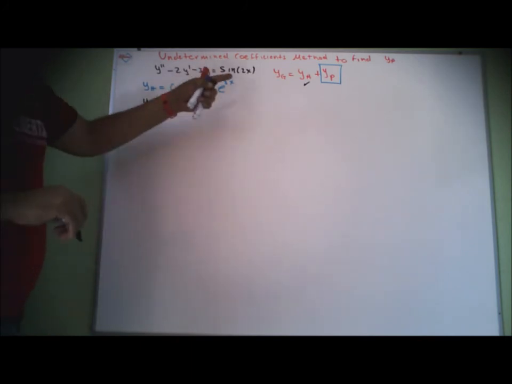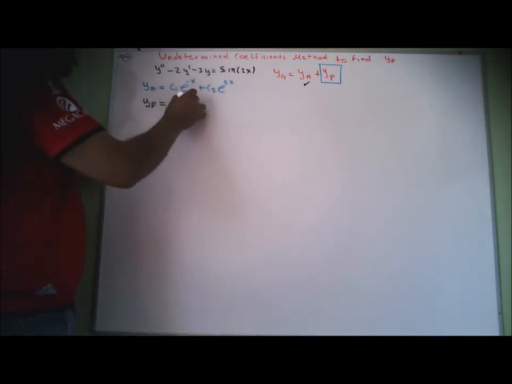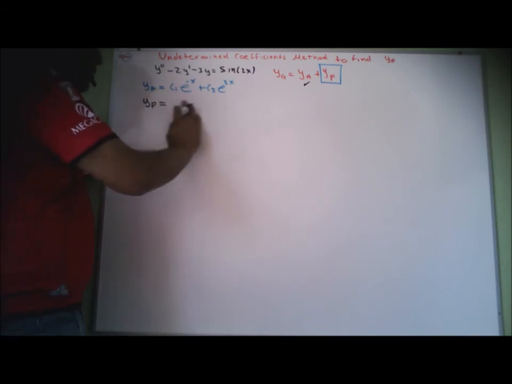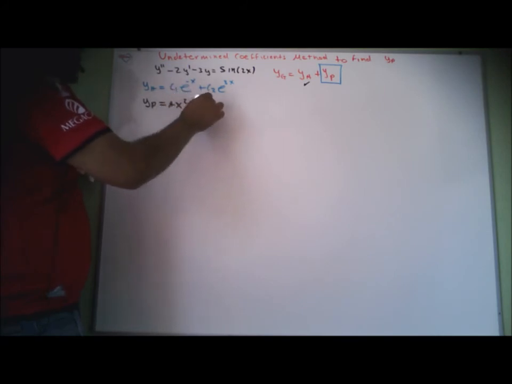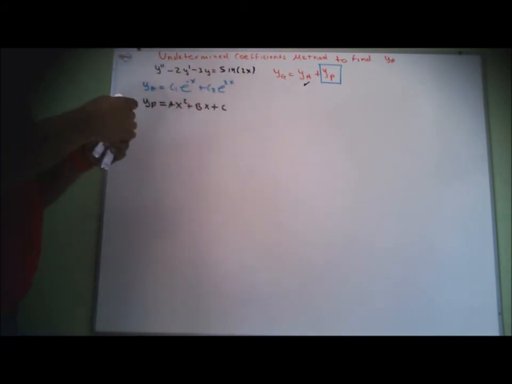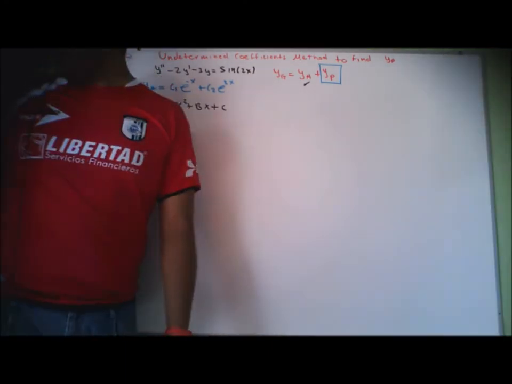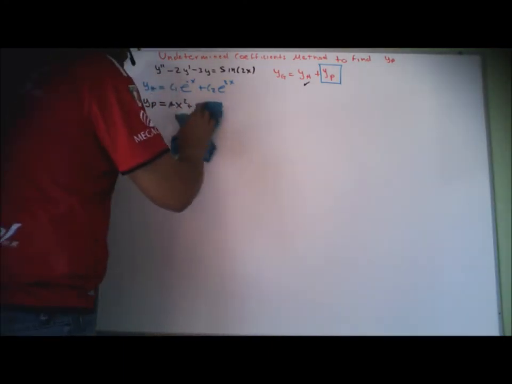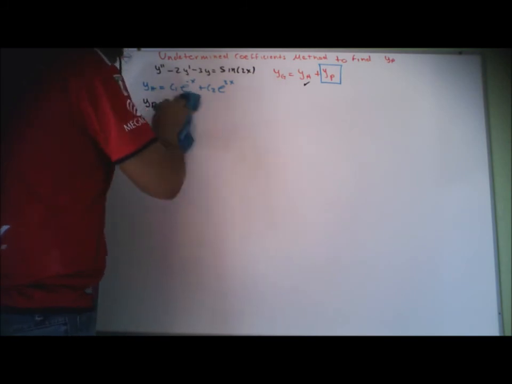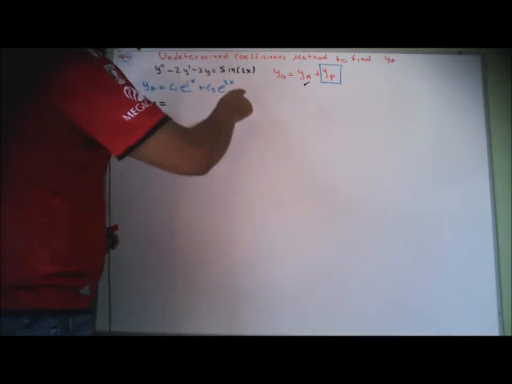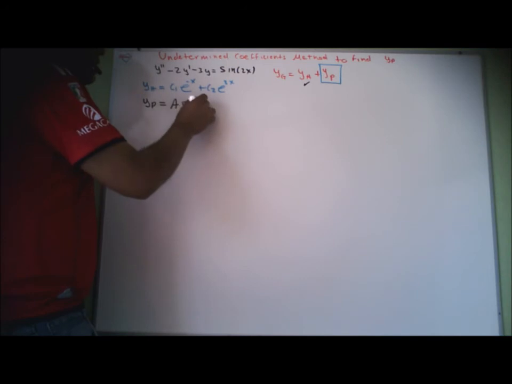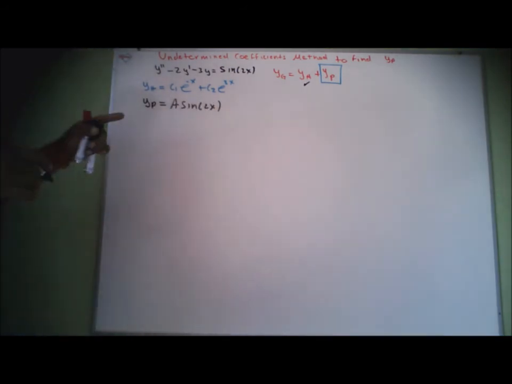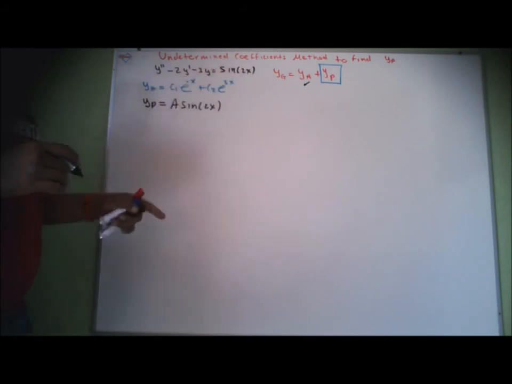Because I see a sine, I'm not going to propose exponential of 3x, or x squared plus bx plus c, because that's a polynomial. What I'm going to do is propose something similar to the sine of 2x, and when I say something similar, including the 2x. So the particular solution will be something like this: a sine of 2x. It's the same trigonometric function and the same argument.